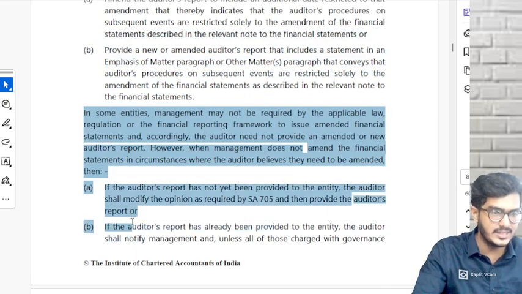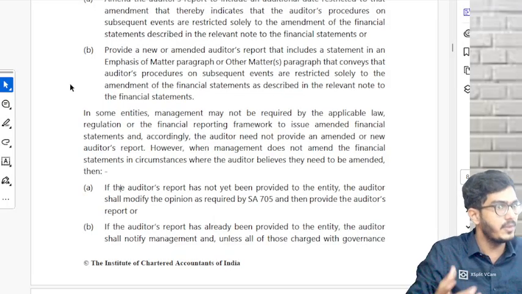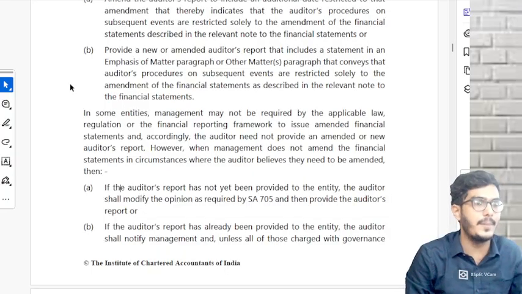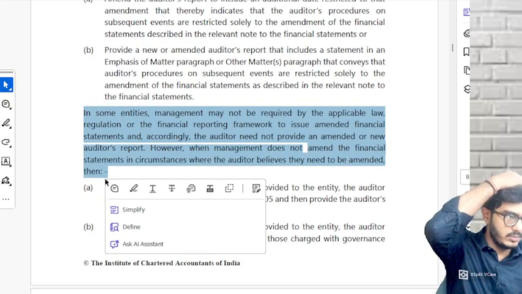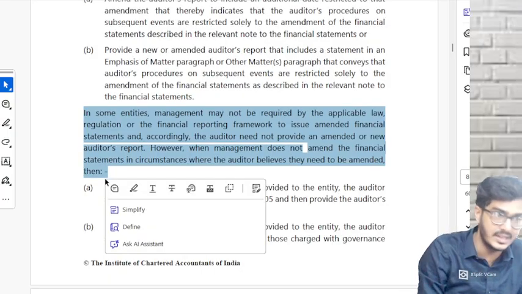This is the second question. I told you, in this subsequent event, either the audited FS and report will be with the auditor, or at most it will be with the management. Now this particular part is telling, what if that fact became known to you? You told the management, sir, this fact is there, it is very important. For this, you'll have to amend the FS.